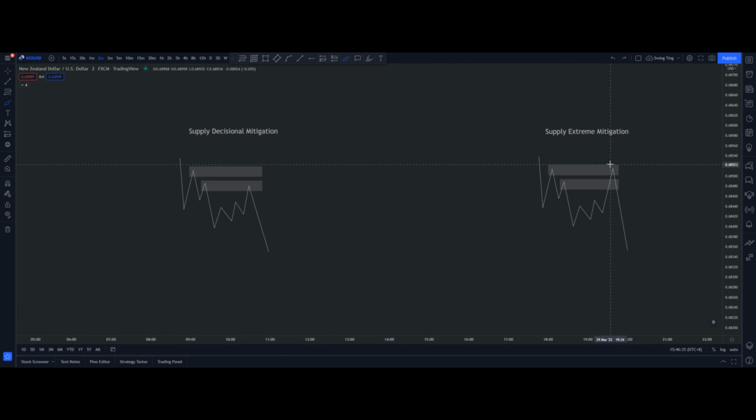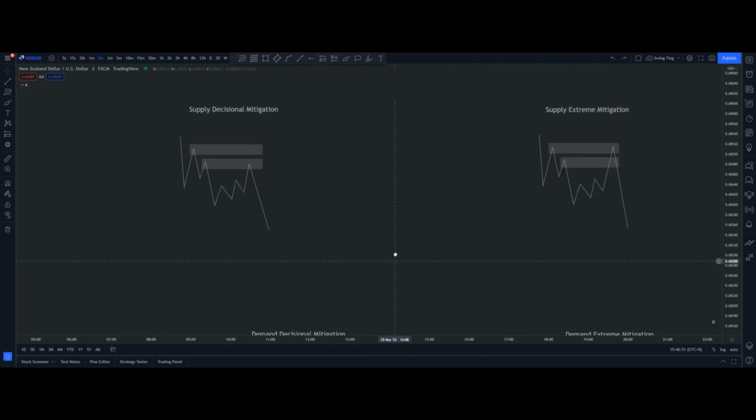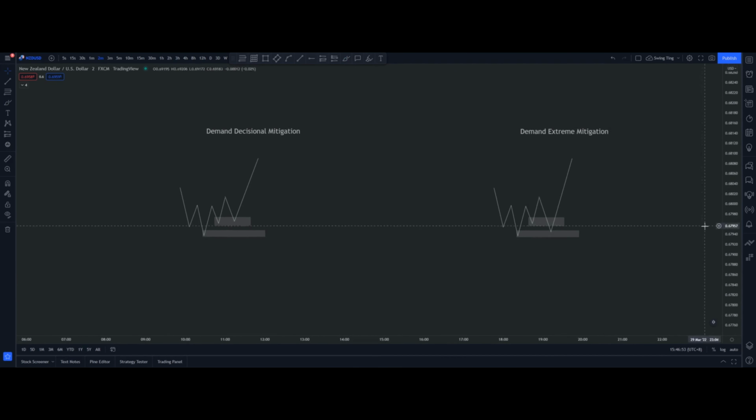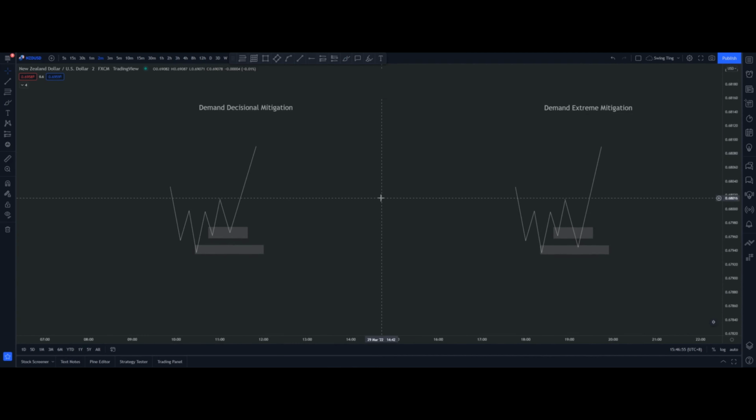Now let's have a look at extreme. Extreme, you have this zone here that caused the push down and a break of structure. So price mitigates the extreme point and breaks through the decisional. So this is what a supply extreme mitigation looks like. Now let's have a look at a demand decisional mitigation and the extreme mitigation.